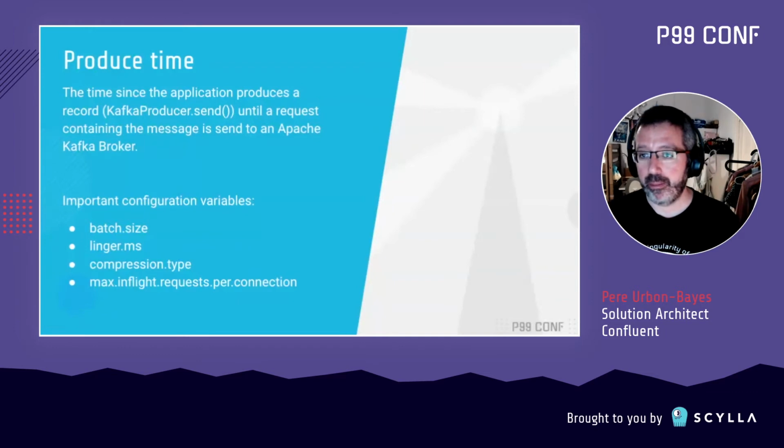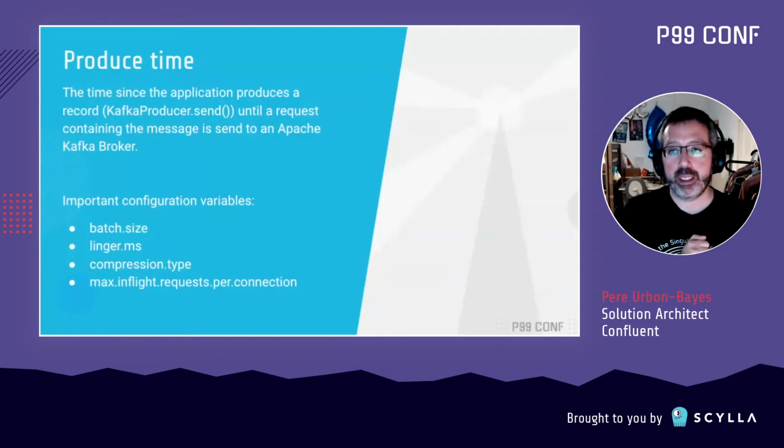As well, another variable that's going to be interesting for the performance and latency of produce time is going to be max in-flight requests per connection. This is the variable that controls how many requests are traveling at the same time. If there are 5 requests at the same time, it means more utilization of network. If it's only 1, it's going to be much smaller.